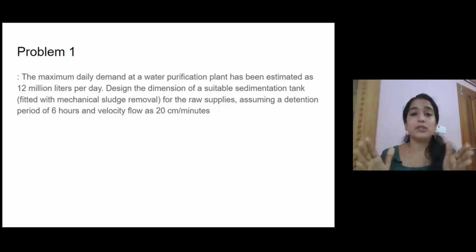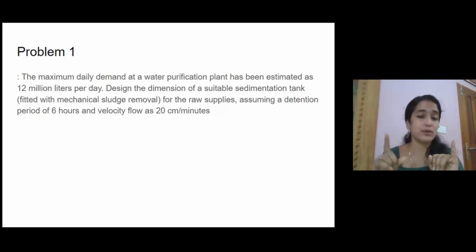Design the dimension. So we have to design the dimension of a plain sedimentation tank. Here we have been given the maximum daily demand, that is the maximum capacity for 24 hours, and the velocity of flow is also given, detention time is also given. Then it is easy to design the dimension, which we will explain in the next session.